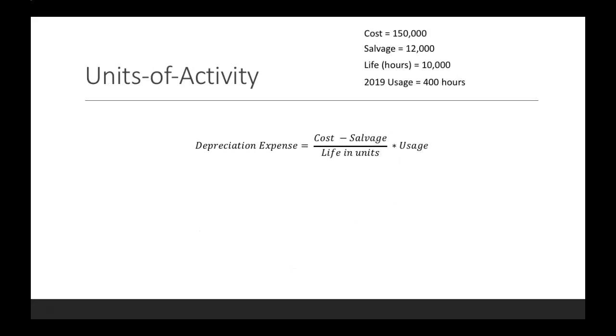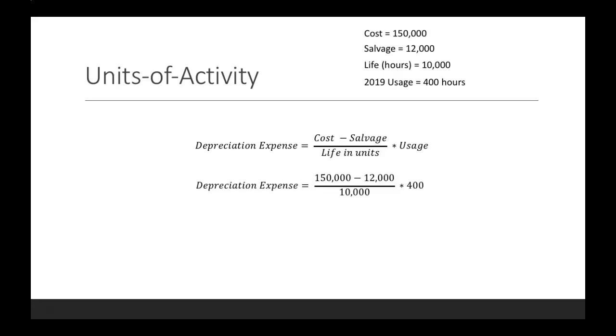Now for units of activity. Our formula is a little bit different here, right? We're going to take cost minus salvage, divide it by its life in units, and that will give us what's called the depreciable cost per unit. Then we multiply that by the usage, right? How many units did we use this for? Here, our units are hours. So we're going to look to see how many hours we used this equipment for.